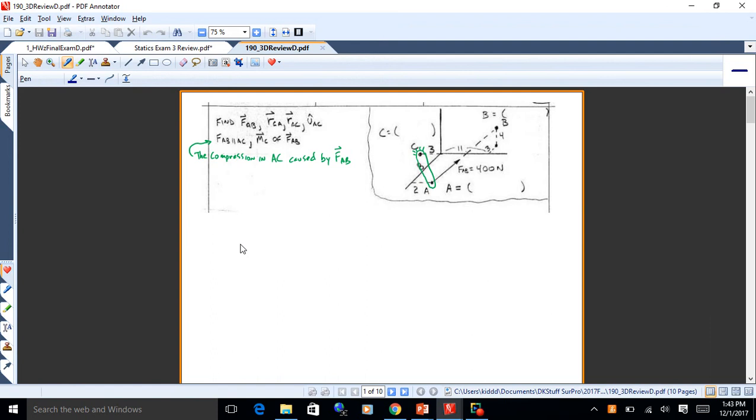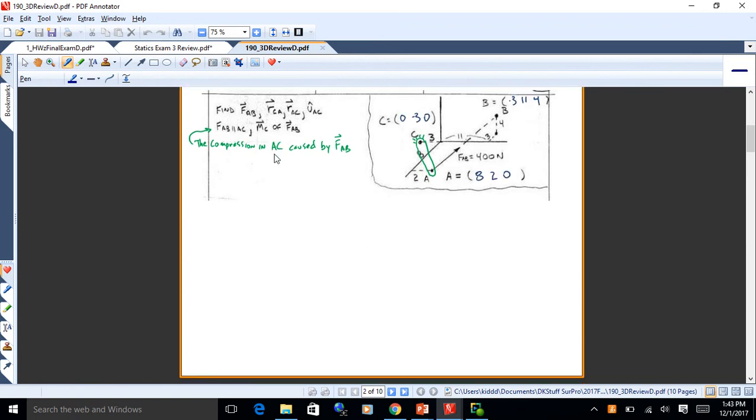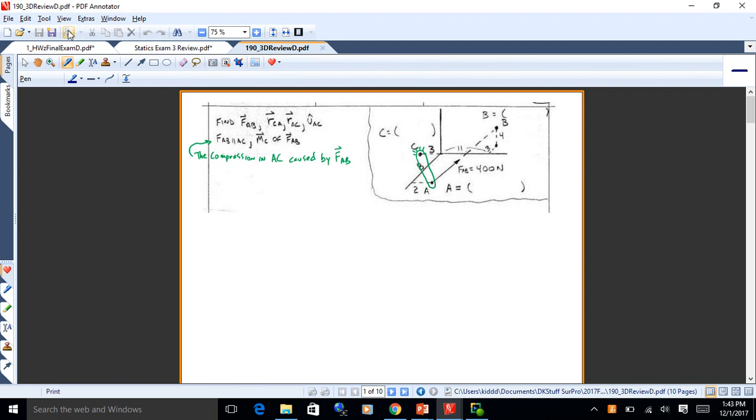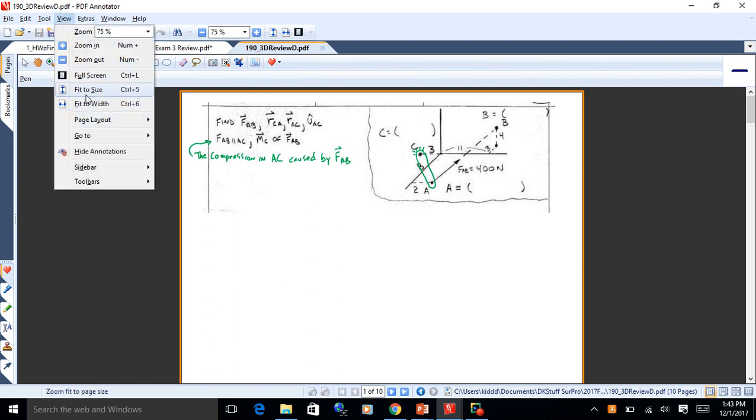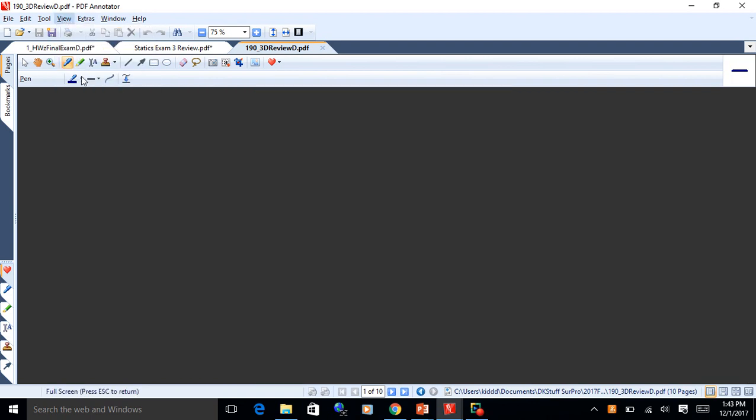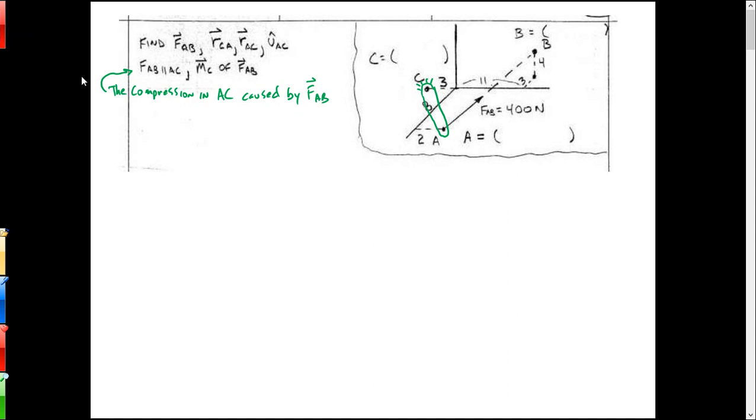All right, so let's find F A B, R C A, R A C, and U A C, and then find the projection of A B onto A C and the moment about point C. Y'all remember this stuff? Okay, so we'll find the compression in A C caused by A B, all right?